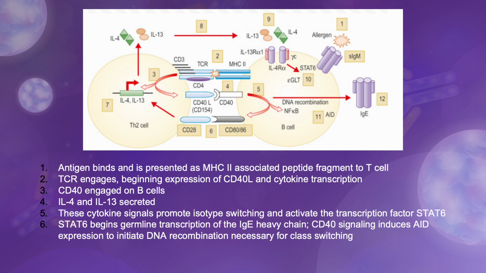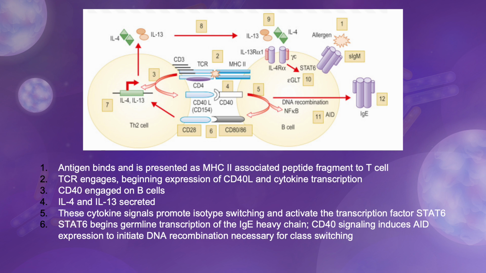And then also this CD40 molecule that is going to get expressed upon antigen exposure is also going to be relevant in signaling the induction of the AID enzyme, which is useful for DNA recombination, which gives us the class switching. So really the big takeaway here is that you have just a lot of interaction, and this is sort of how we can visualize antigens connecting to T cells, connecting to the cytokines, connecting to the transcription factors, connecting to the actual transcription of the IgE heavy chain.